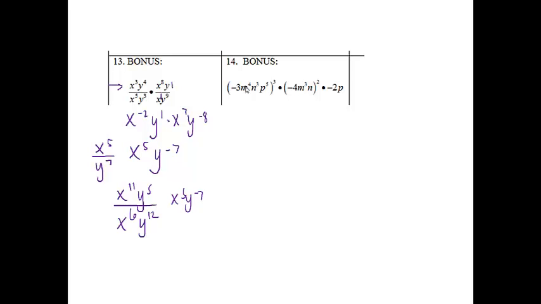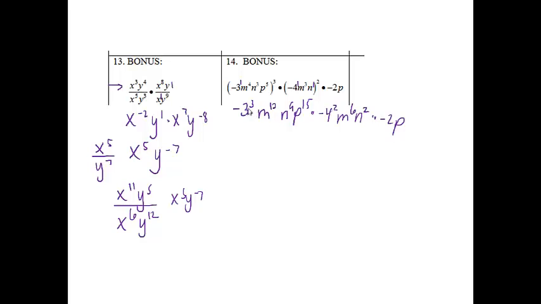Okay, number 14, another bonus problem. Let's put 1s on anything we can put a 1 on. All right, if I have parentheses, I know I'm going to multiply, so I'll get negative 3 to the 3rd, m to the 12, n to the 9, p to the 15, and then times negative 4 to the 2nd, m to the 6th, n to the 2, and then just times negative 2p. That's just going to hang out for right now.